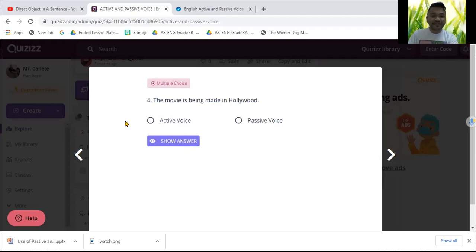Next one. The movie is being made in Hollywood. I'm going to have the subject, and there's a be verb here, and then the past participle. So what kind of sentence is this? Is it active or passive? Very good. This particular sentence is in passive voice.